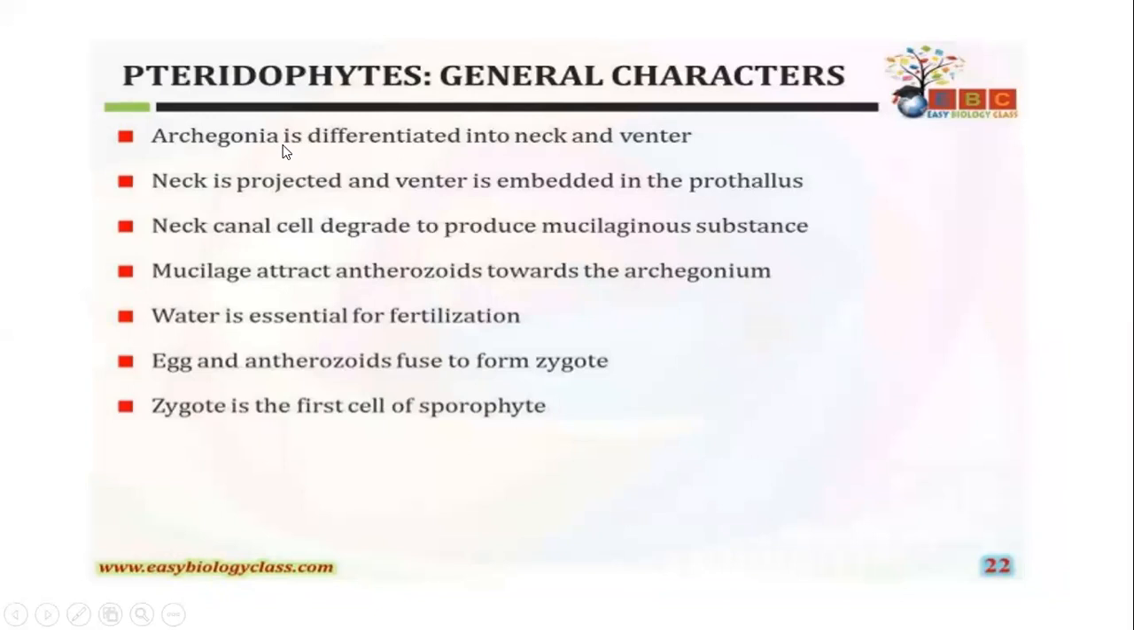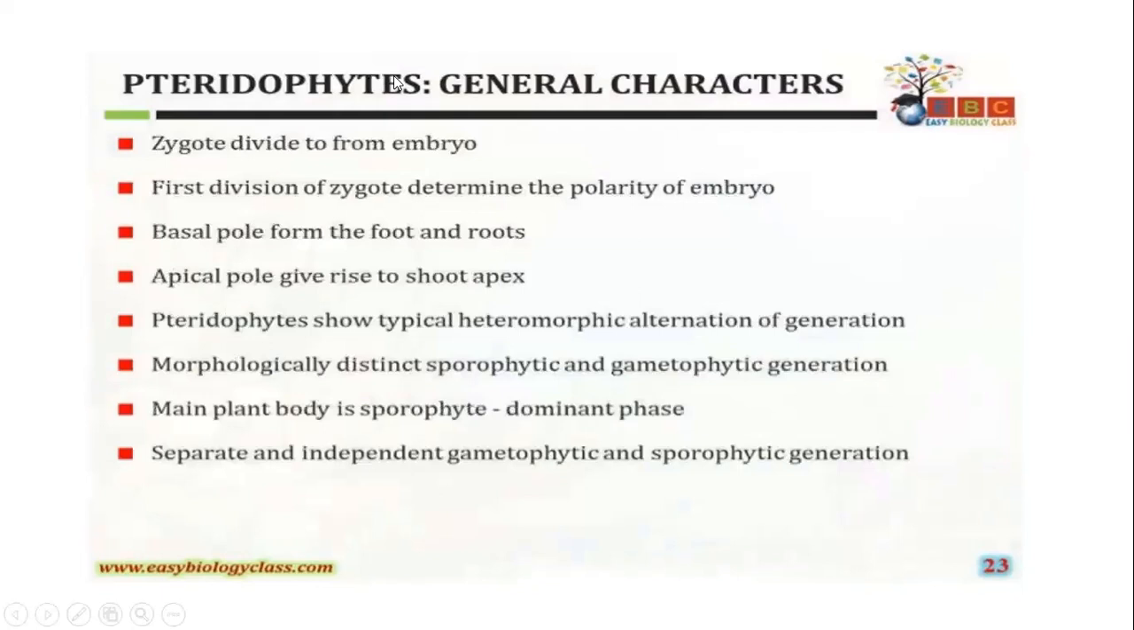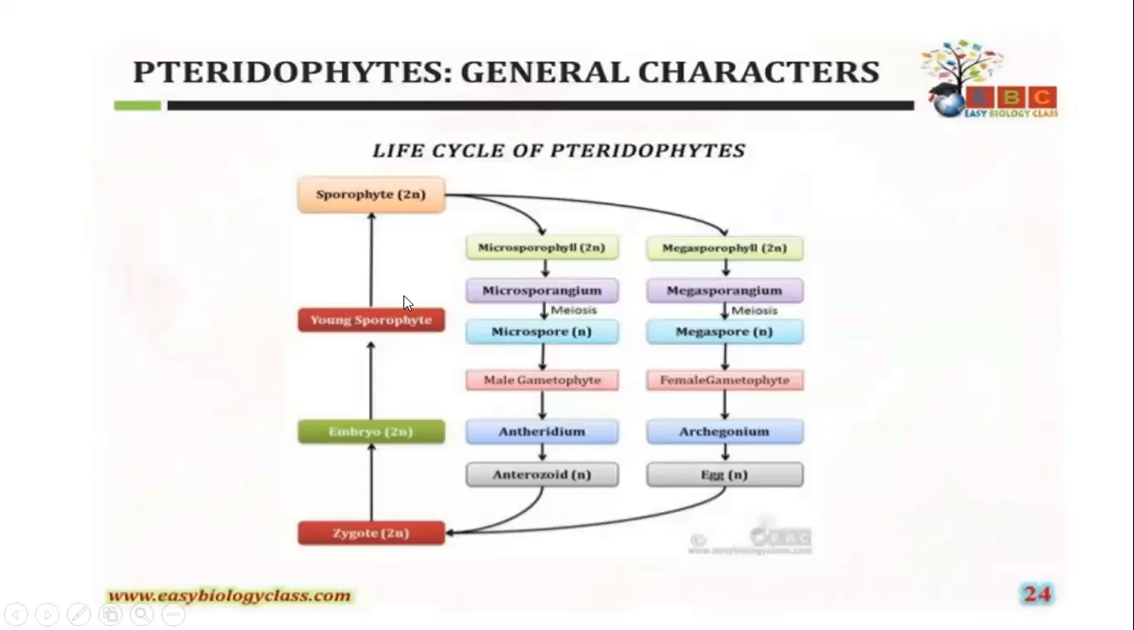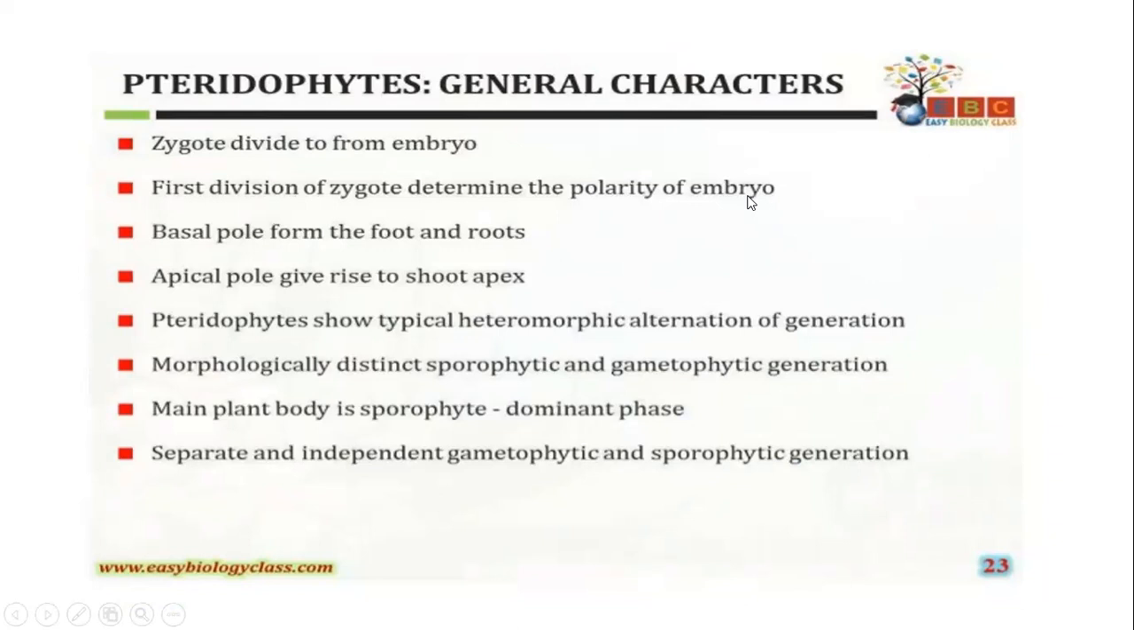Here the archegonia are flask shaped, having a venter and a small neck. The neck may or may not be there, it is not compulsory, just like in bryophytes. If the neck is there, it is projected and the venter is embedded in the prothallus. Inside the archegonia we can see the development of the female gamete, which is called the egg. Now the male gametes, which are antherozoids, fuse with the egg and form the zygote. The zygote develops into the embryo, and the embryo develops into the next sporophytic plant body. So this is the life cycle.